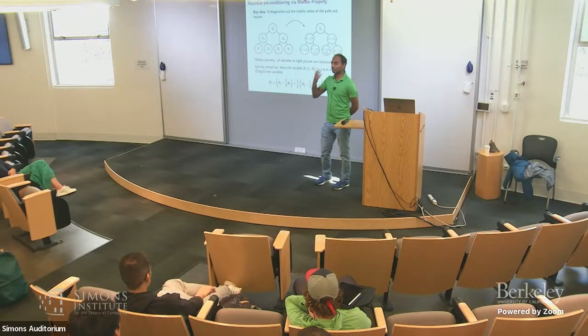So if you know that the dependency graph is of this form, and under some conditions, you can do it even for sub-Gaussian or even sub-exponential distributions. It depends on the dependency graph.